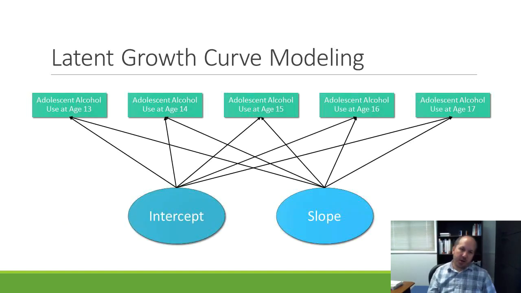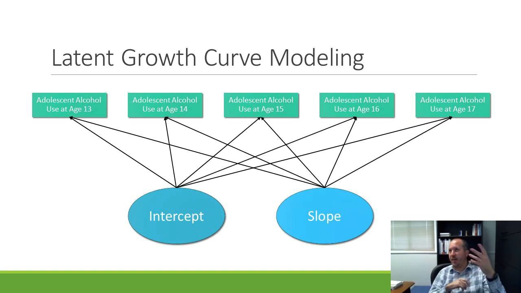So the last kind of model we're going to talk about is, again, a longitudinal model. This is latent growth curve modeling. Latent growth curve modeling is all about understanding where people start and how they change across time. Essentially, you're creating a CFA, and you have the intercept, which is the starting point, and the slope, which is the linear change across time of a variable.